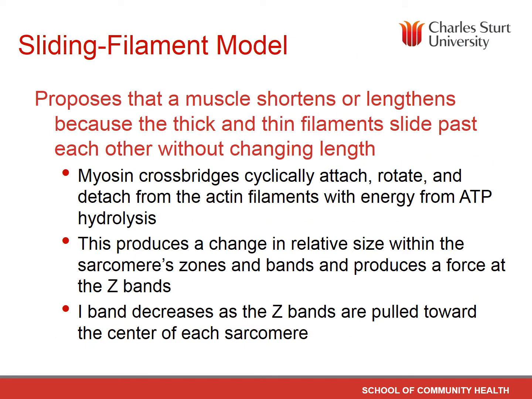Okay, with the sliding filament model for muscle contractions, the thick and thin filaments slide past one another without changing length. This produces a change in relative size of the muscle without the actin and the myosin actually shortening, but the whole sarcomere shortens. And if every sarcomere along the length of a muscle fiber shortens, we see a shortening of the whole muscle.